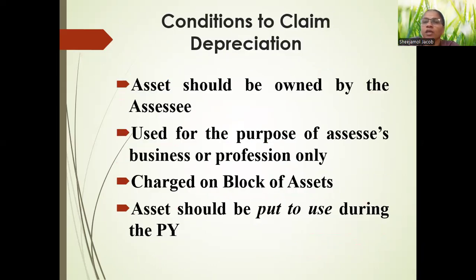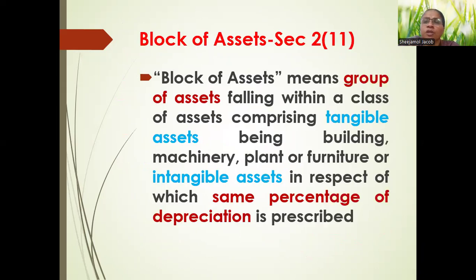Then, conditions for claiming depreciation under the Income Tax Act. The asset should be owned by the assessee, and that asset should be used for the purpose of business or profession only. That asset should be a part of the block of assets, and the asset should be put to use during the previous year. Then what do you mean by block of assets?